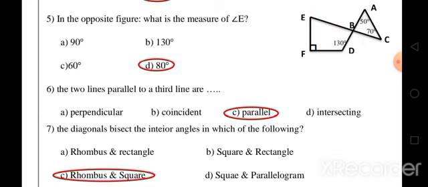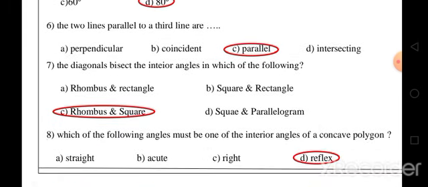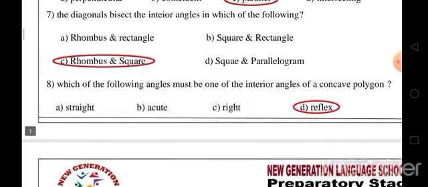Okay. Number 6, two lines parallel to a third are of course parallel. Number 7, the diagonal bisects the interior angle in which of the following? The diagonal bisects the interior angle in a square, and another shape called a rhombus. So we will choose rhombus and square.